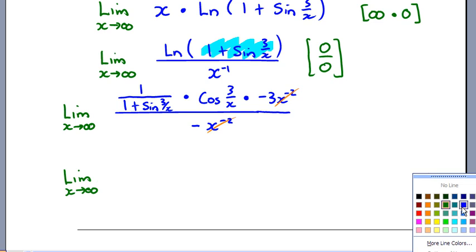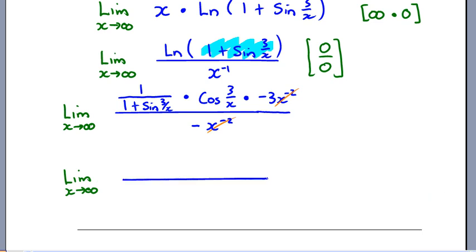Okay, with a full rewrite, how does this look? There is a 3 hanging around, so that can go up there. The negatives cancel there as well. There is a cosine of 3 over x, kind of an interesting angle. And then that is going to go down in this denominator here. We're going to have a 1 plus the sine of 3 over x.